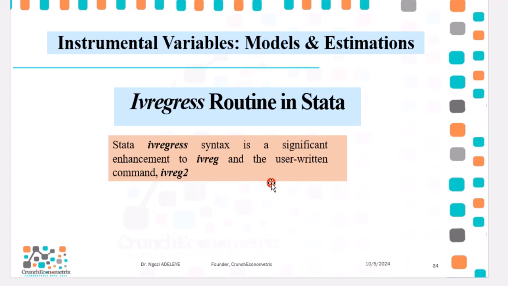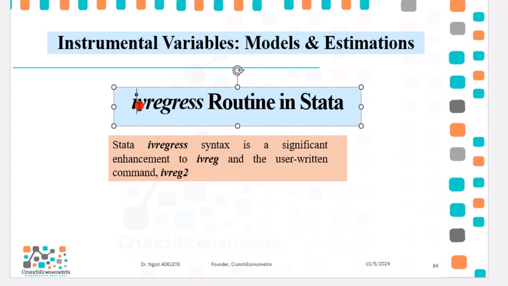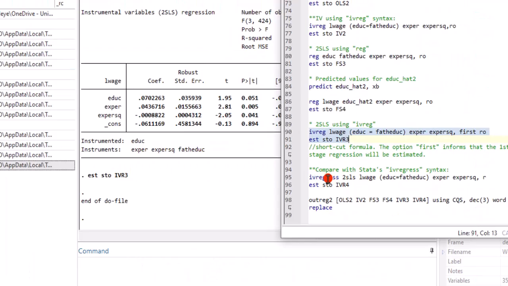Now I want to deploy ivregress. The ivregress syntax is a significant enhancement to ivreg and also a significant enhancement to ivreg2. So let us see what ivregress will yield. Okay, so let's go to Stata. To deploy ivregress, you don't have to do much. This is the syntax for ivregress two-stage least squares. So this is the code right here.